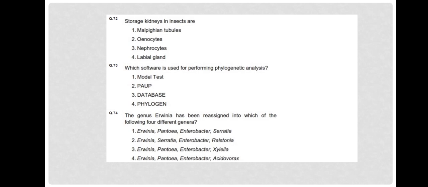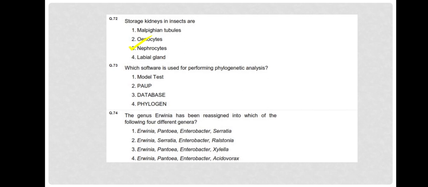Next question is, storage kidneys in insect are, so the answer is nephrocyte. In insects, nephrocytes are thought to act as temporary storage kidneys, taking up the toxins, but they release them with or without modification. These are the temporary kidneys in the insect.